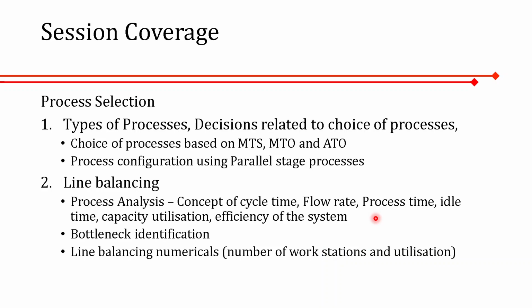Normally we will be talking about different types of processes. We have already given you an introduction in terms of make to stock, MTS, make to order, MTO, and assemble to order, that is ATO. Here further we will be talking about serial processes and parallel stage processes. Then we will talk about concepts of line balancing. Some simple numericals we will take up, just to give you an idea of what we mean by line balancing, bottleneck identification, and how we manage the productivity or the output rate.